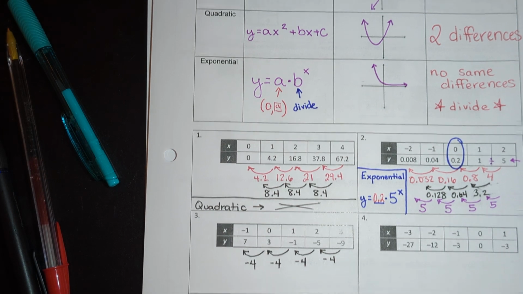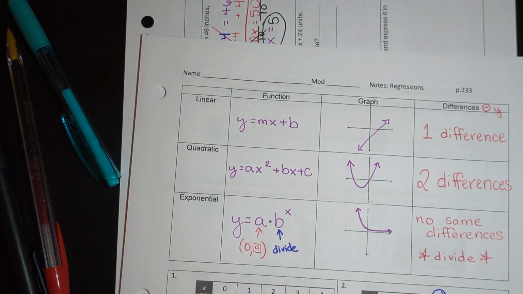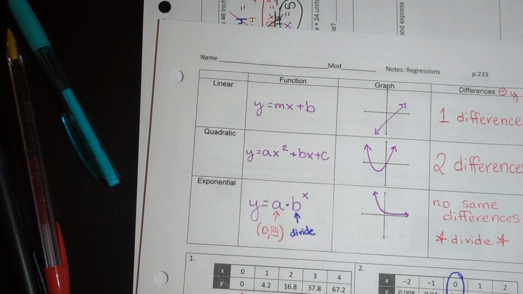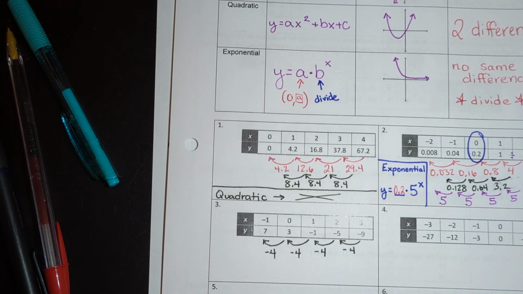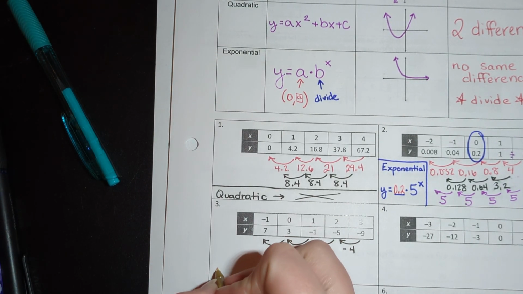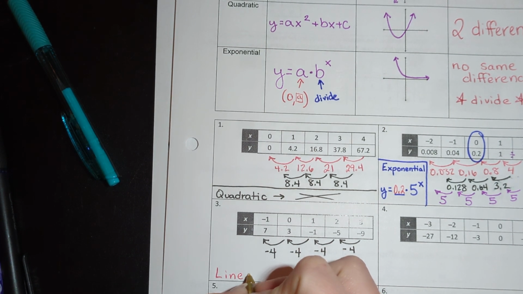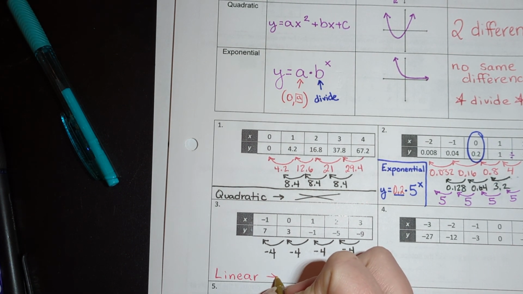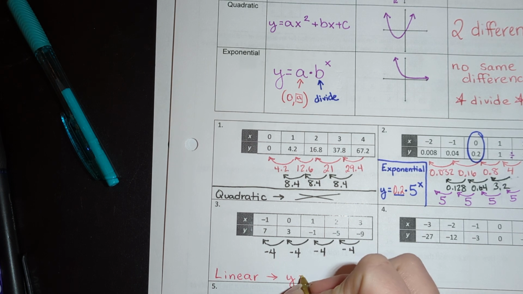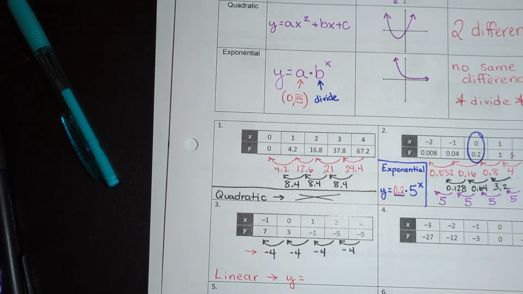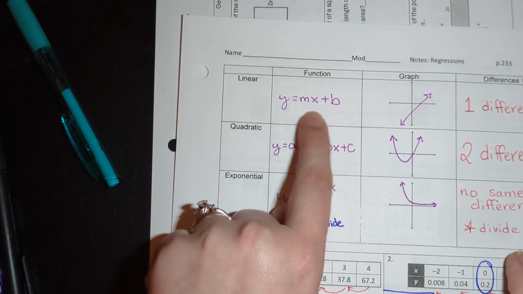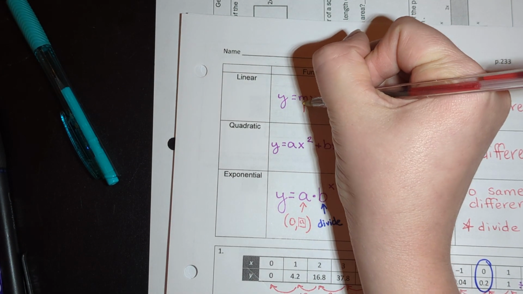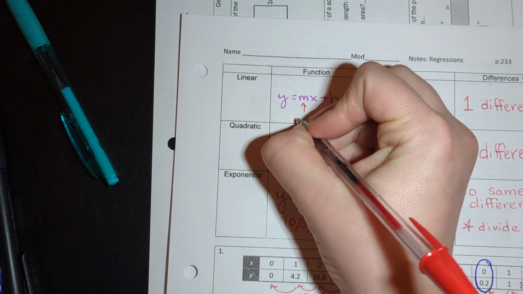So let's see, is that linear, quadratic, or exponential? How many times did you have to subtract? Oh, it's linear. We only subtracted 1 time. You did a difference 1 time, so this is going to be linear. And you can write the equation for that. Do you see this number you found right here? When you look at linear, it says y equals what? The m, that's your difference number.